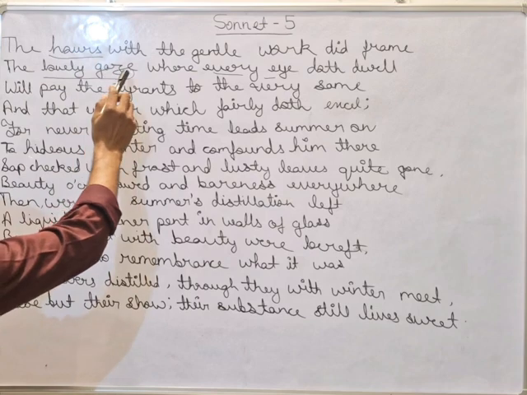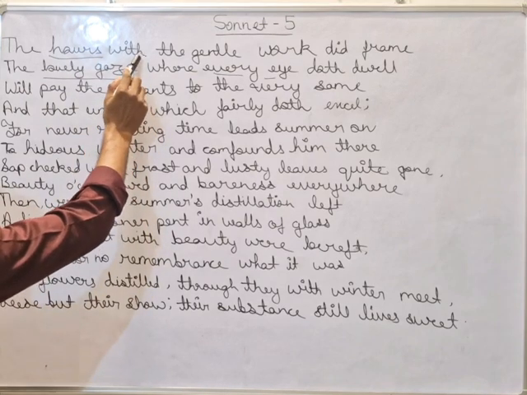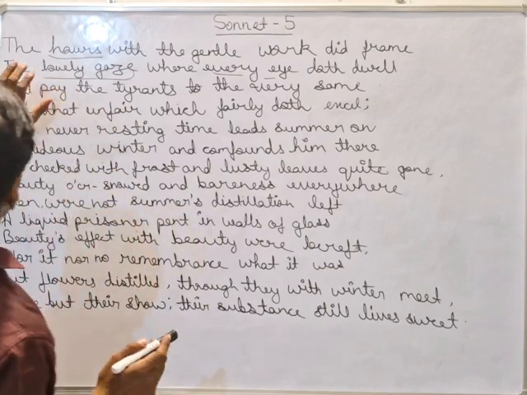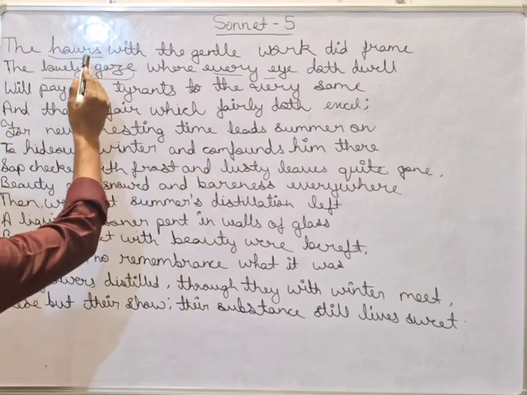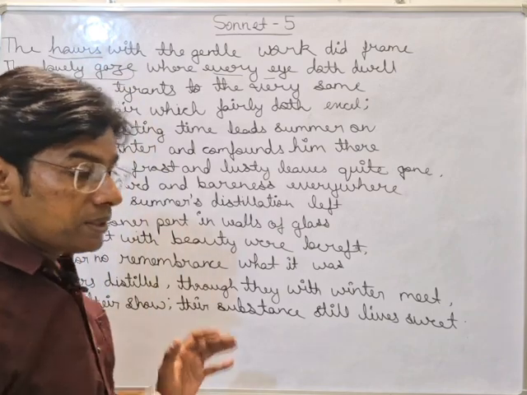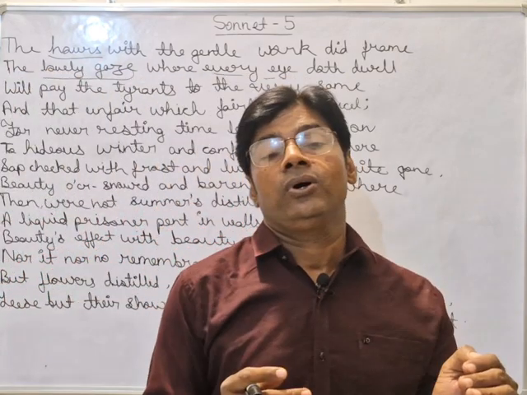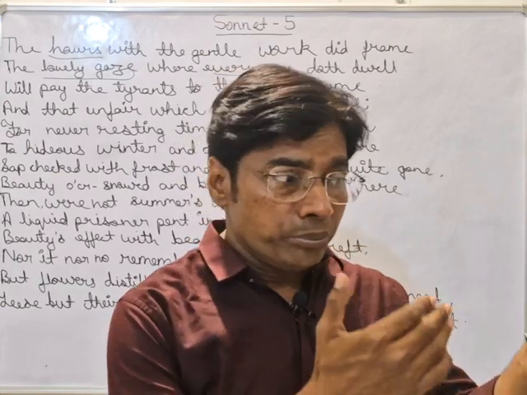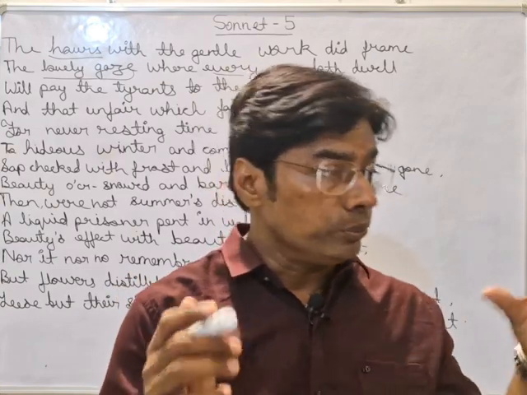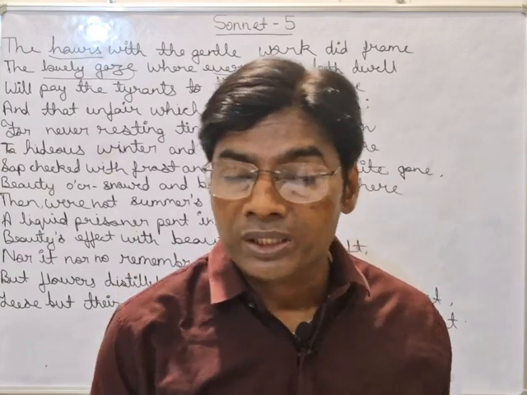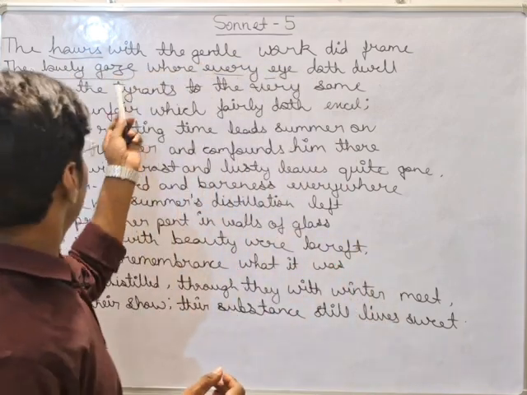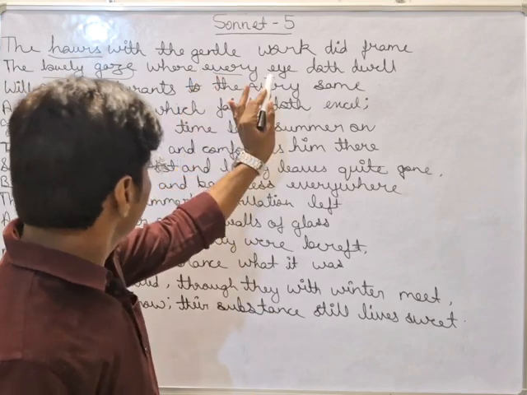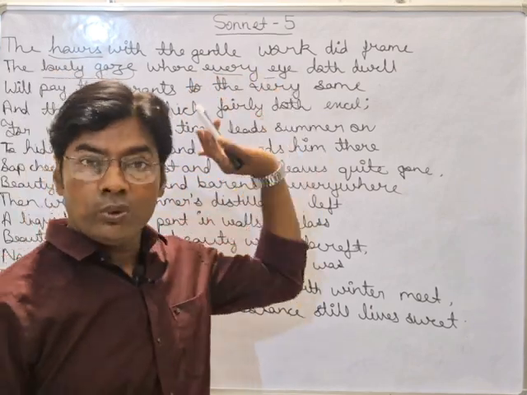See, the lovely gaze, a beautiful example of metonymy also. Why? Because here, lovely gaze is just the substitute for some beautiful object, some beautiful body, some beautiful thing. So metonymy. Further, here every I means every human being, every person. So part for the whole, so here synecdoche.